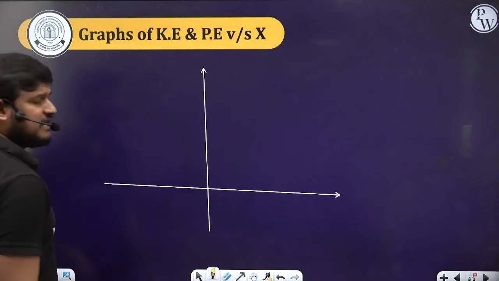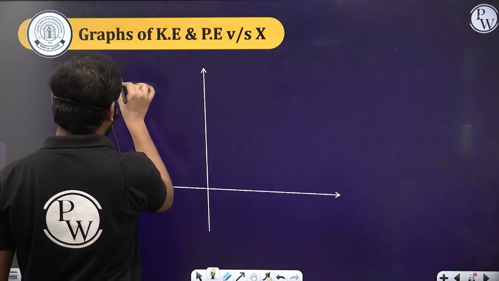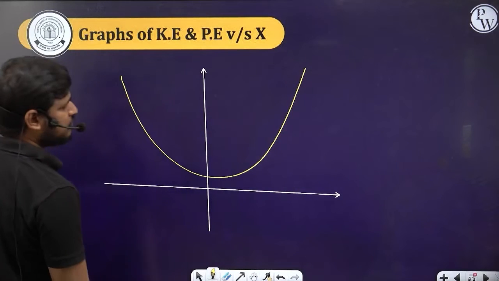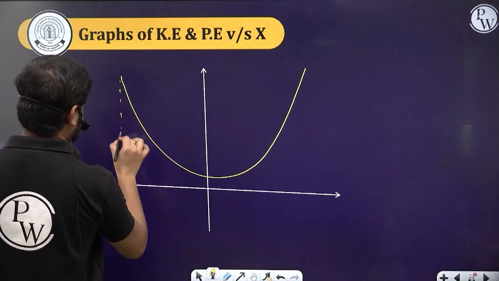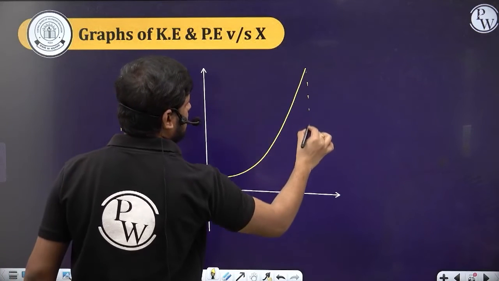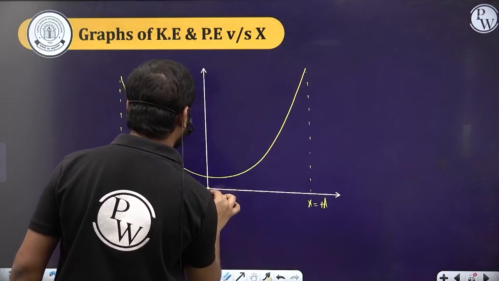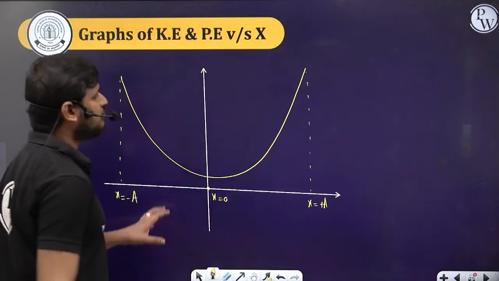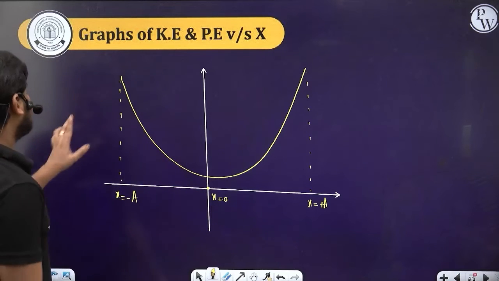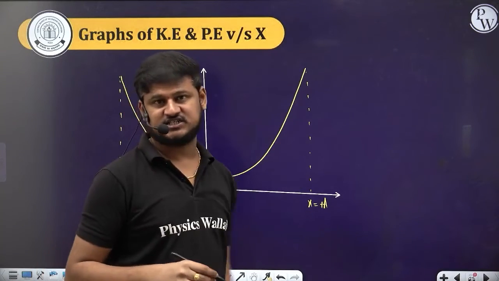So shall I write the potential energy versus position? I am not taking exactly 0. So this is the potential energy, x equals minus a position, x equals plus a position, and this is the mean position, x equals 0. So the potential energy is minimum at the mean position and it is maximum at the extreme positions, the left extreme and the right extreme position.